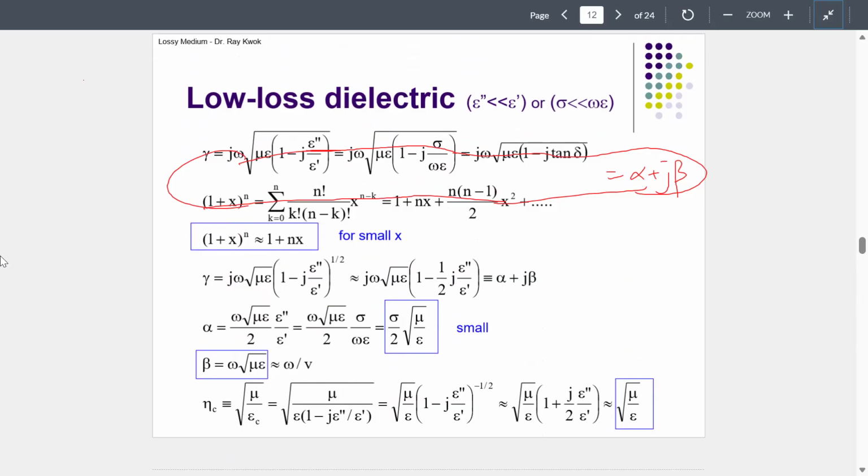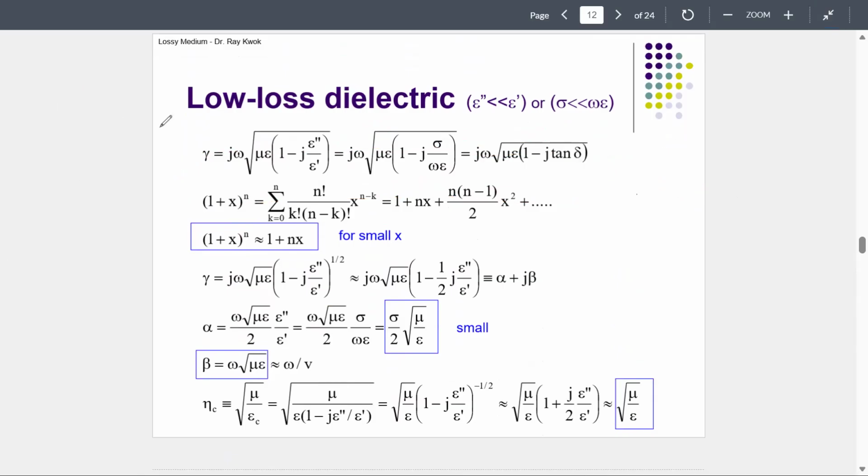All right, so I want to look at this in two different cases. One is what we call the low loss dielectric. Why do I want to deal with this case? Because most of the time we want to use a material, like for a circuit board or PC board, that is always low loss. We don't want to pick something high loss, right? So we use this a lot. Most of the time it's a low loss dielectric, so I want to know how to deal with it.